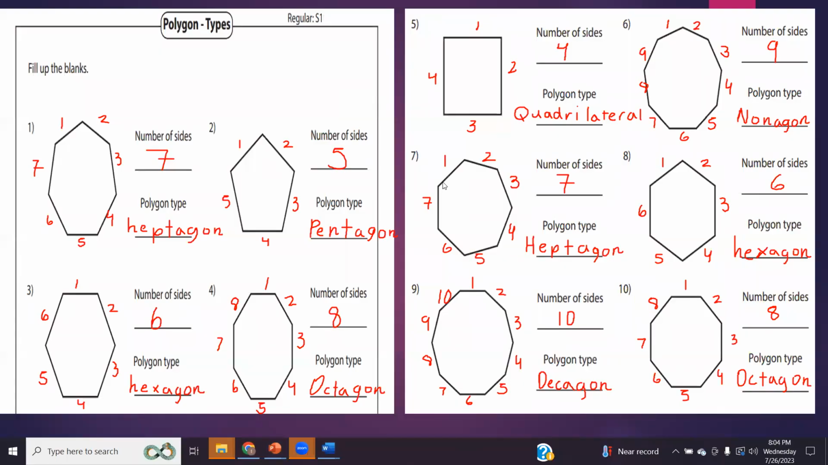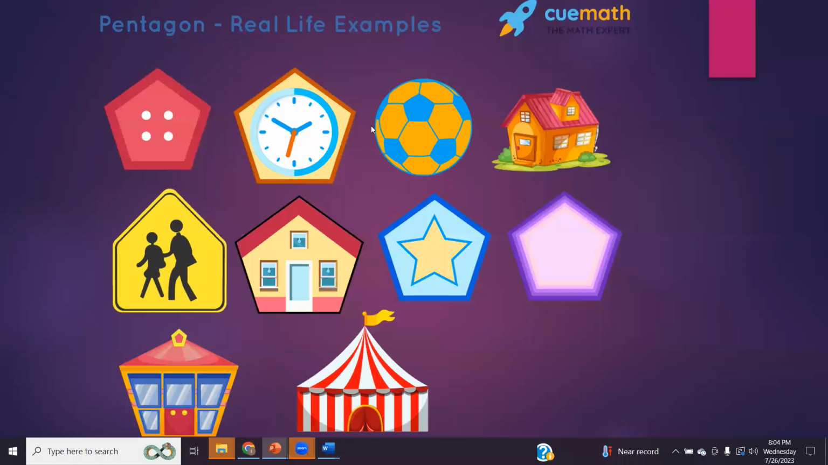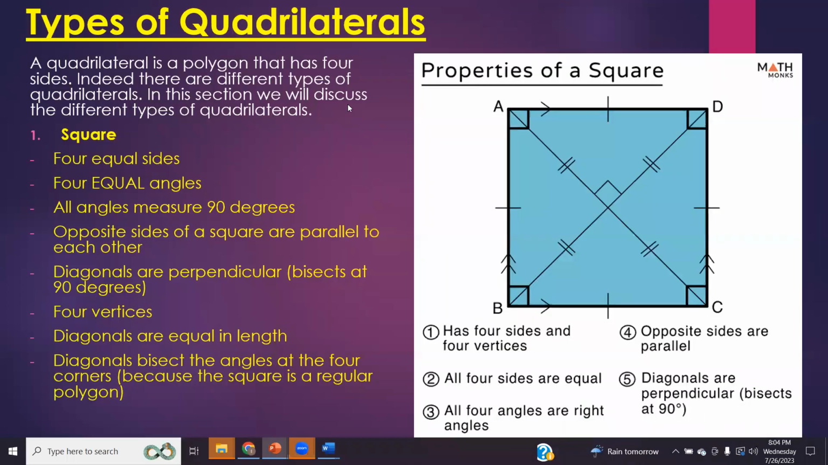The white stuff, that was the graded exercise that we did. And we ended off with talking about types of quadrilaterals.